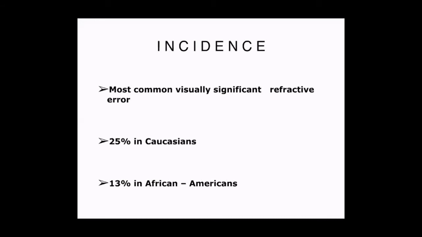It is the most common visually significant refractive error, and 25% of Caucasians and 13% of African Americans, so in total around 37%, which is slightly less than your hypermetropia. Classification, again, it's divided into three forms: simple, pathological, and functional.